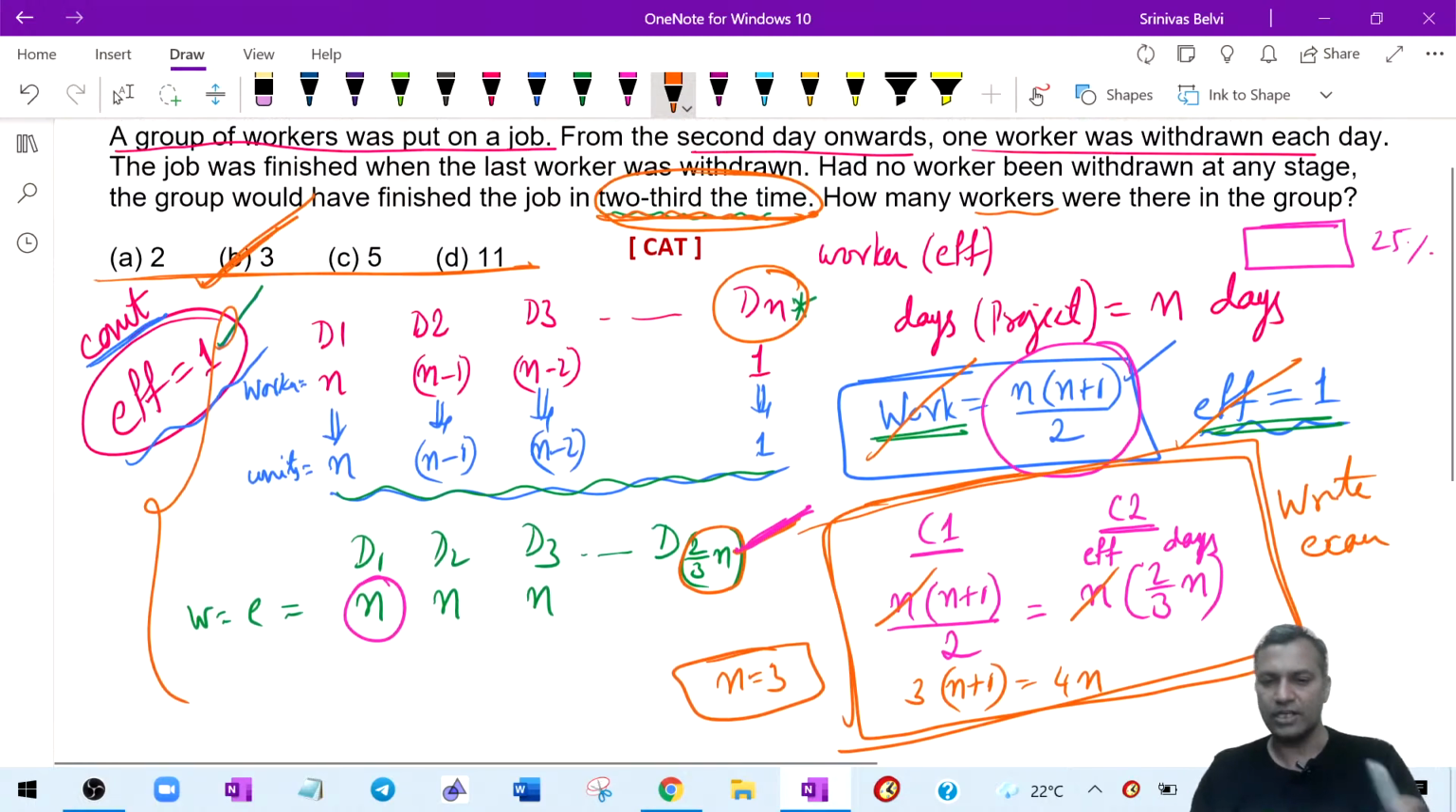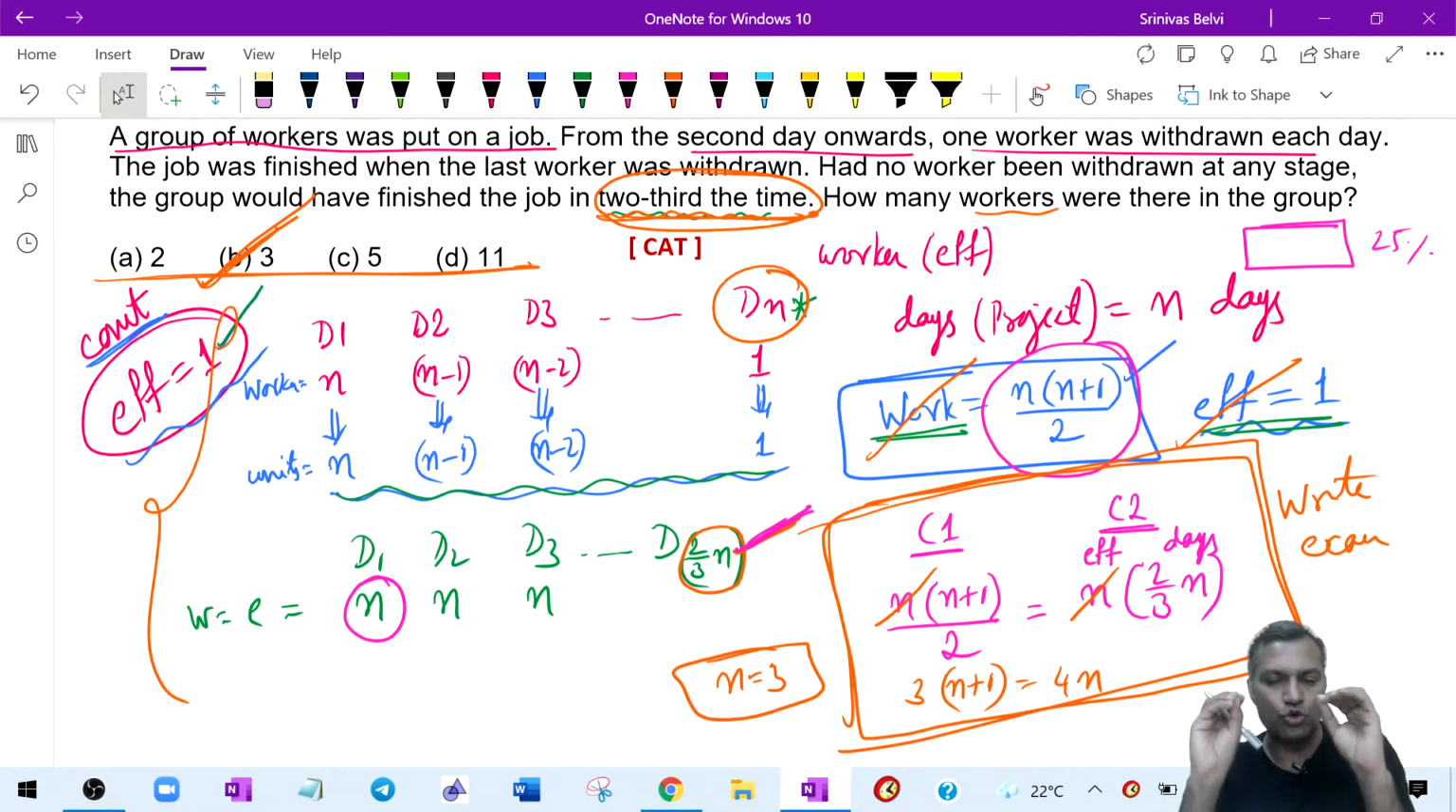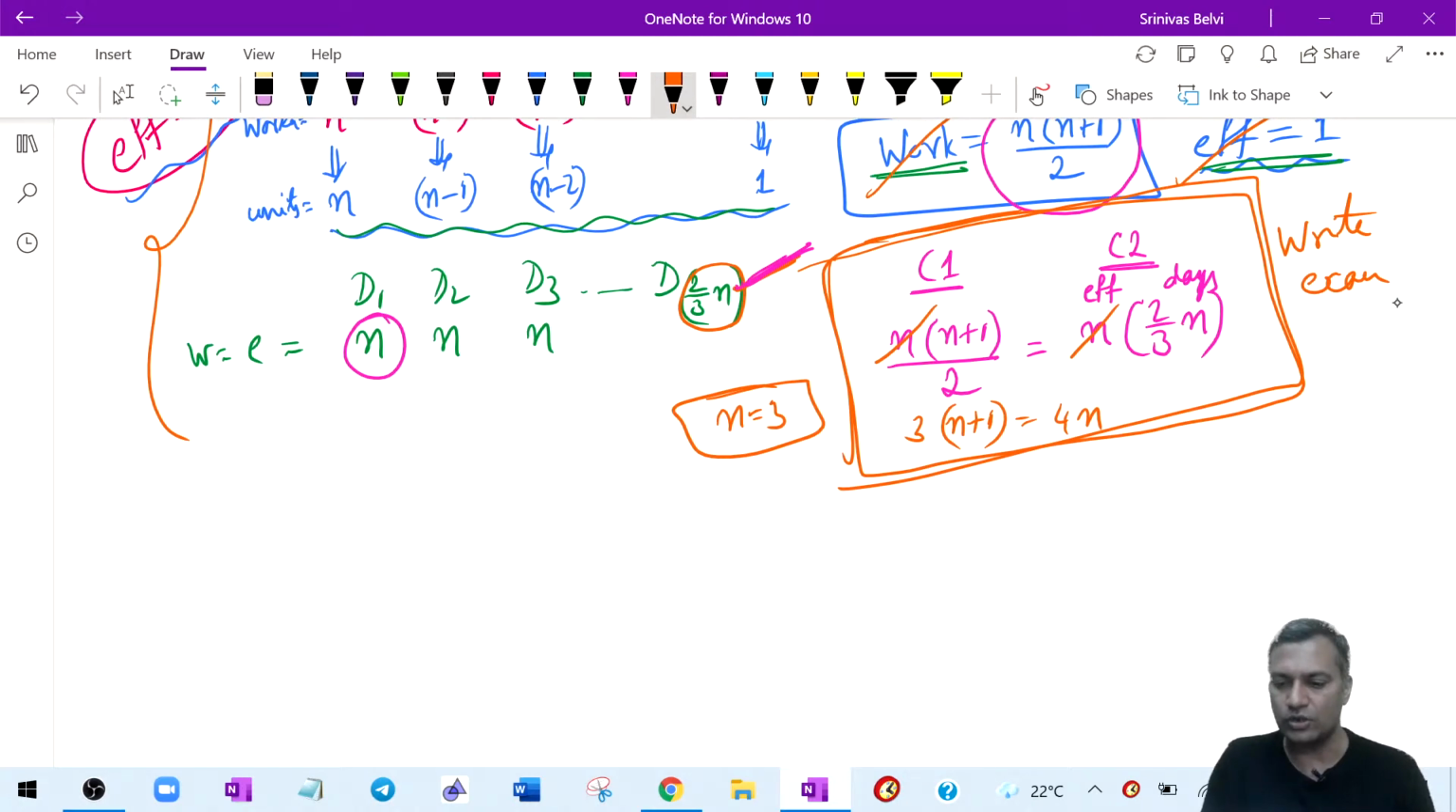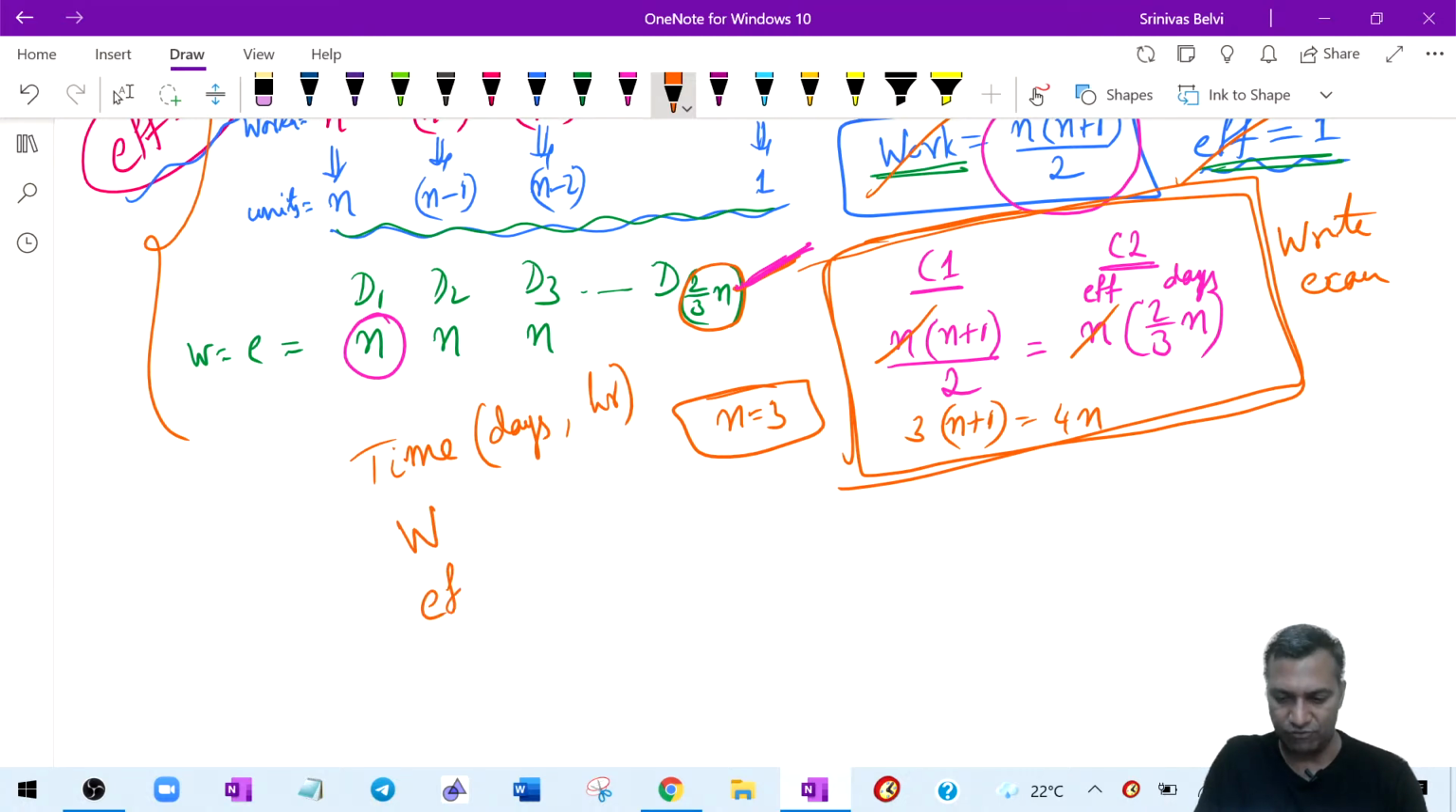I'm hoping that you already understood how to use the efficiency. The point is, they talk about the time duration. Generally authors talk about time duration. It can be days or hours or whatever it is. They talk about this. We need to shift our attention to work and efficiency.